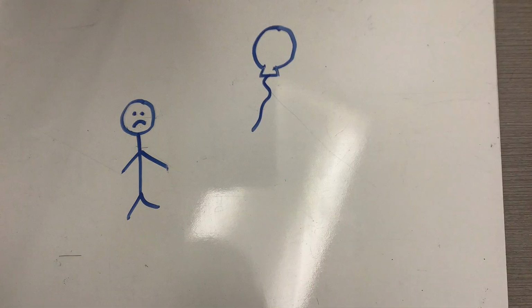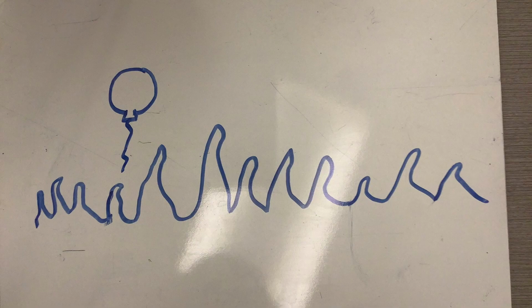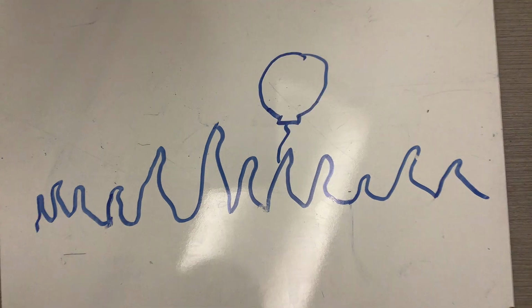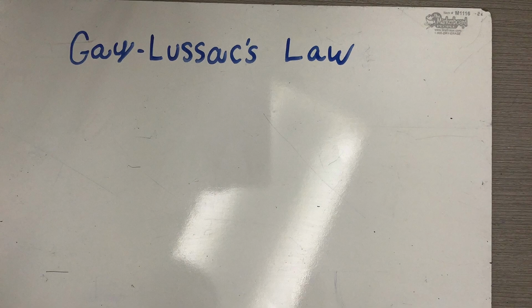Let's say Jeff is holding his balloon and he lets go, and the balloon flies away over a wildfire, and while it heats up, it expands more and more, and then it explodes. This scenario is an example of Gay-Lussac's law. Let's look at why the balloon exploded.